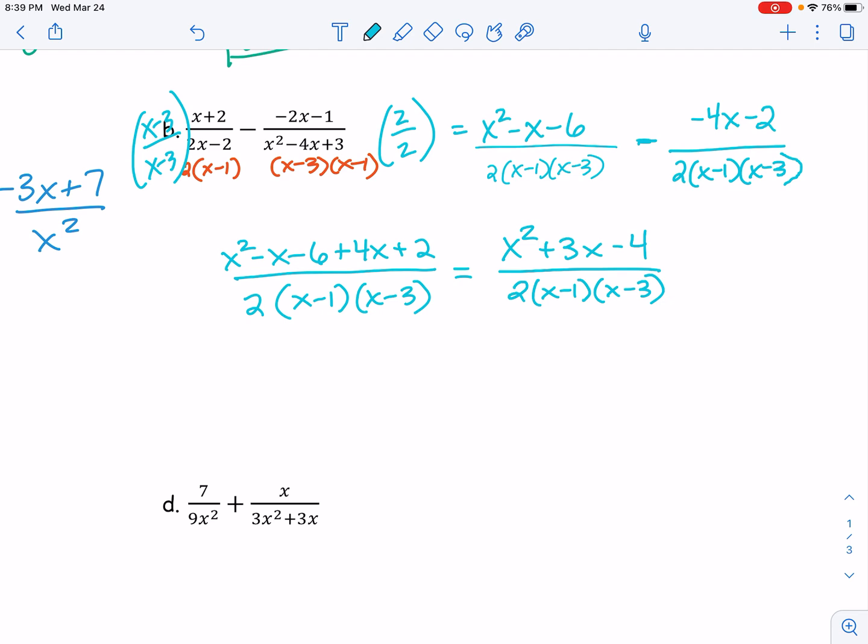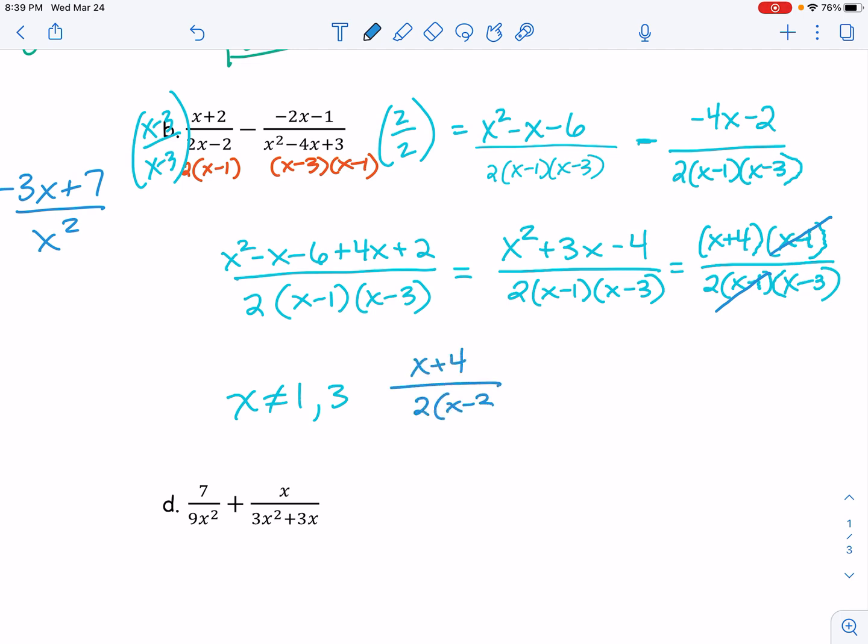What I would probably do right now is list my excluded values, so I know that x cannot be 1 and it cannot be 3. But I'm also going to factor this numerator again, because it is factorable. Factors of negative 4 that add up to positive 3: that's going to be an x plus 4 and an x minus 1, over that 2 times x minus 1, x minus 3. And remember, we said simplify when we can. I can simplify here because I see that this x minus 1 factor cancels out at the top and the bottom. So now my final answer is just x plus 4 over 2 times x minus 3.